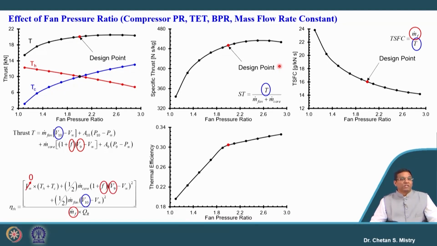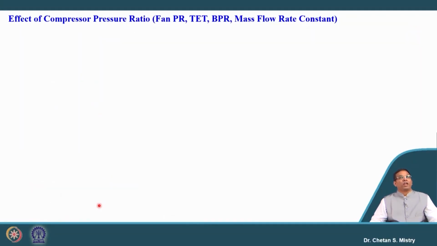Let us look at what is happening with the thermal efficiency. My thermal efficiency will be increasing with the increase of fan pressure ratio. That is impacted by my fuel air ratio, which is getting impacted by my V9 and V10. The major contribution will be coming from V10 here. Now, let us look at the effect of compressor pressure ratio.